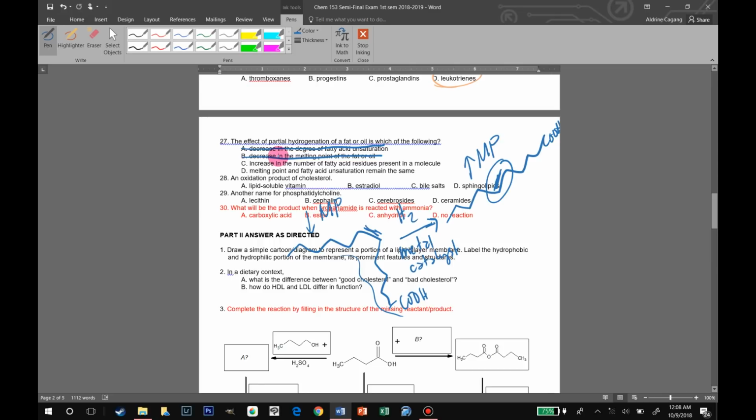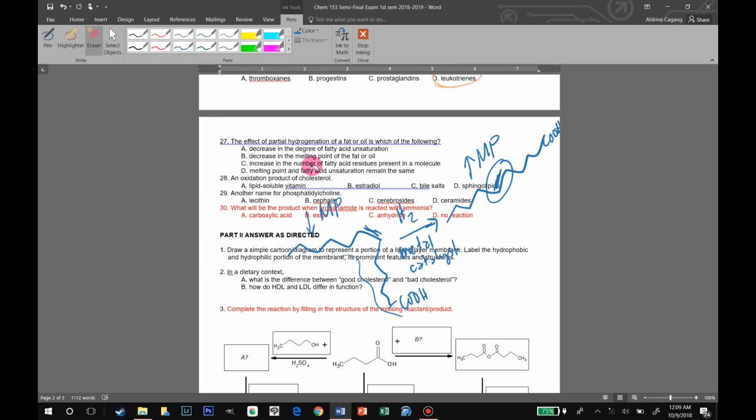Letter C, increase in the number of fatty acid residues present in a molecule. You're not going to increase the number of residues, so that is also wrong. Or D, the melting point and fatty acid unsaturation remain the same. This also does not make sense. Letter D seems to imply that nothing happens, so that's also not correct.